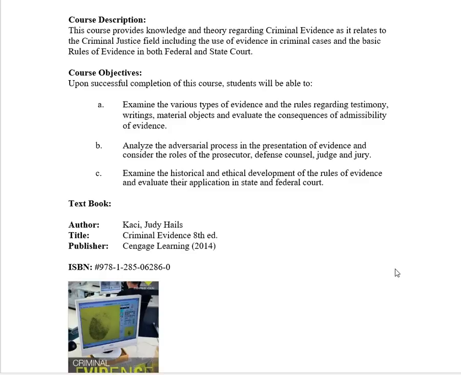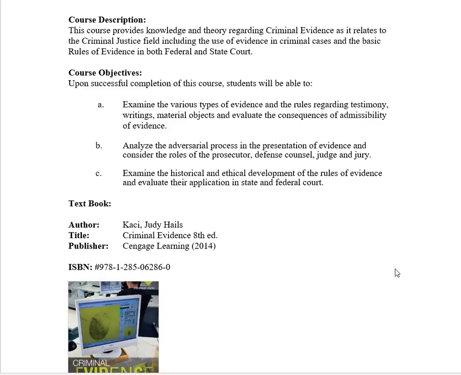If you don't know this, in court systems, the process of the prosecution and the defense is called adversarial because they're kind of against each other. That's the rationale for adversarial. So there is a process in the presentation of evidence, and we're going to look at the different roles that the prosecutor might play, or the defense counsel might play, or the judge and even the jury. What roles does each one of these pieces have in this process?